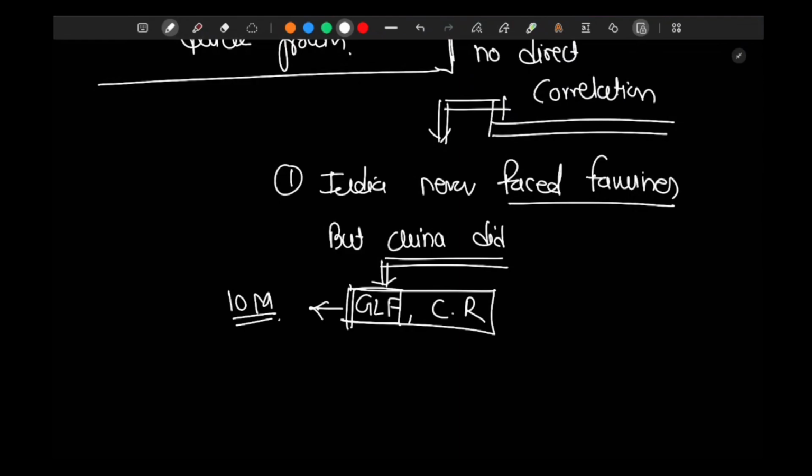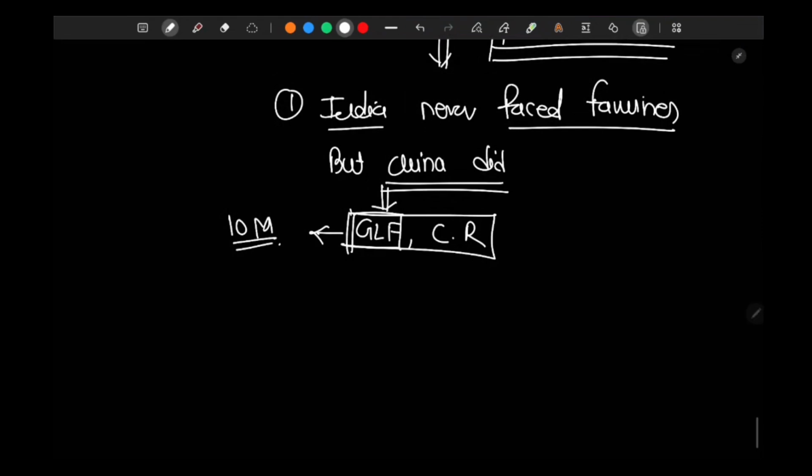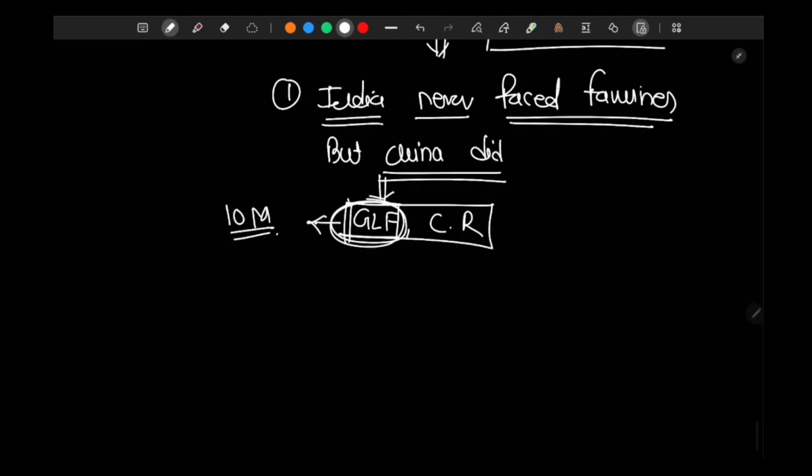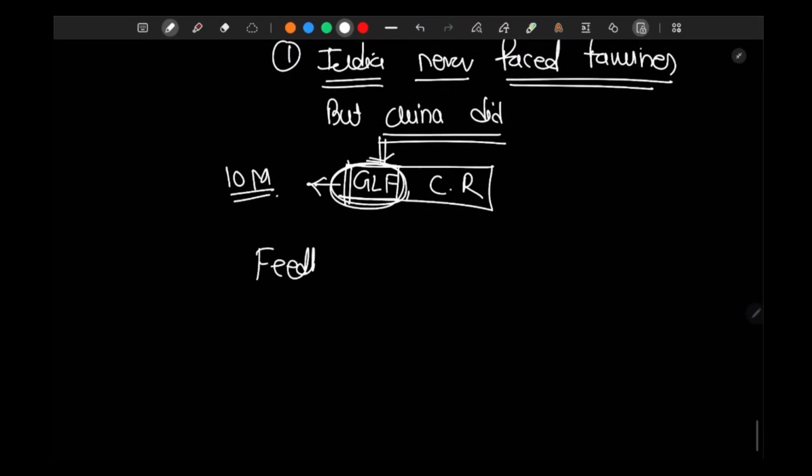Right? 10 million people did not even die after World War II. That is how humongous this number is. After World War II, around 1.2, 1.3 million people died, but only in the Great Leap Forward, around 10 million people died. Still, Mao is held as some sort of saint in China. I don't know what is going on there, but it is what it is. Amartya Sen says that India had never faced famines, but China did. China had suffered greatly. India did not. Why? Because there was a feedback system.